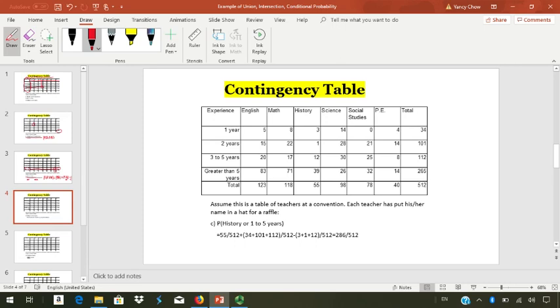Question C. What's the probability they teach history or the teachers have 1 to 5 years teaching experience? So it will be similar for the union. Probability A or B equals probability A plus probability B, and remember, you need to minus the probability A and B.